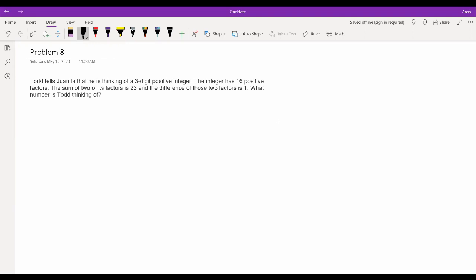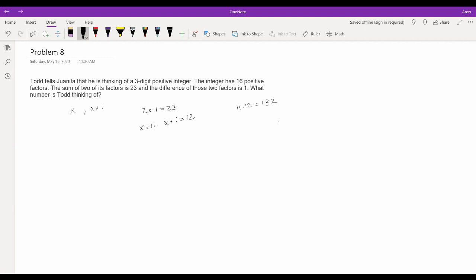Since the difference of the two factors is 1, we can call the first one x and the second one x plus 1. And so solving the other part of the question, which is that the sum is 23, we get that 2x plus 1 equals 23. Therefore x has to equal 11, and then x plus 1, which is the other factor, would equal 12. So thus the number is a multiple of 11 times 12 equals 132.